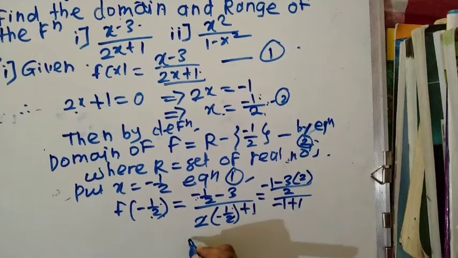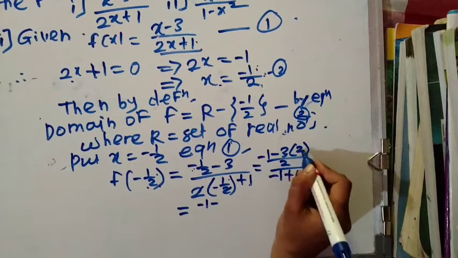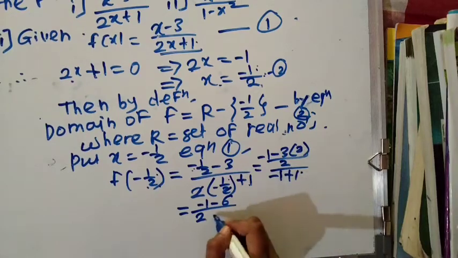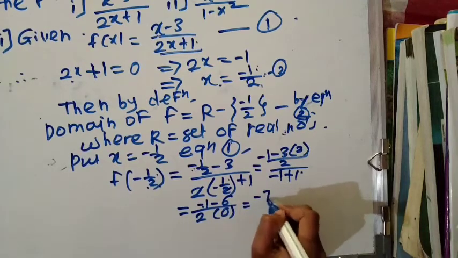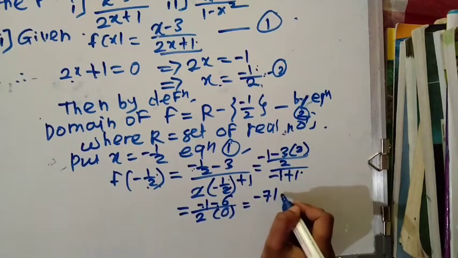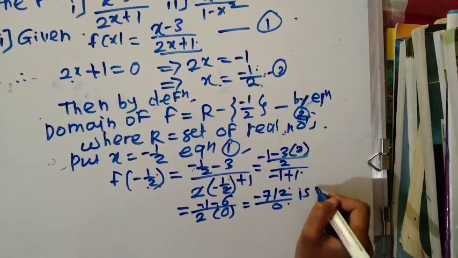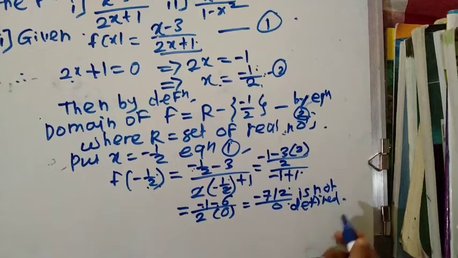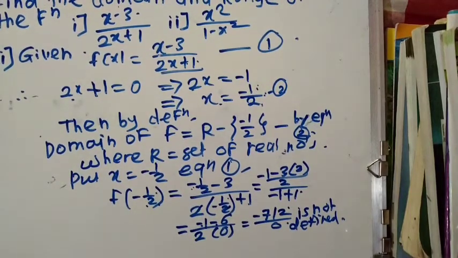Which is equal to minus 1 minus 3 into 2, that is 6, upon 2, and minus 1 into 0, means minus 7 upon 2 upon 0. Something upon 0 is not defined. We cannot define this. So f at that point is not defined.